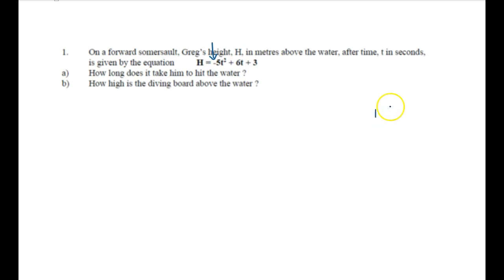So we have a diving board. And Greg is here, his arms are in the air, and he's going to jump up. Let's add some water here. Concrete's not a good thing. So Greg's going to jump up and hit the water.